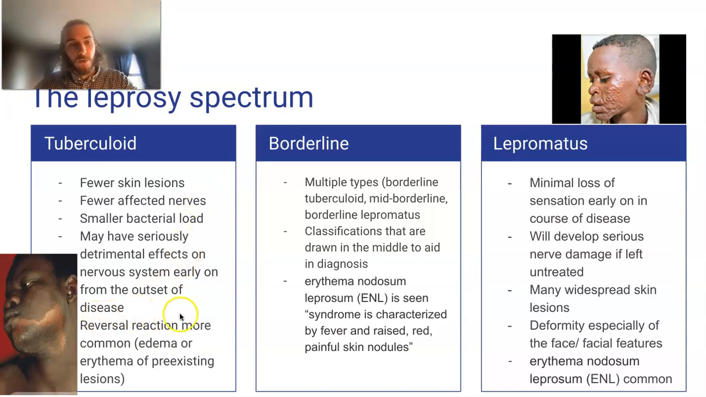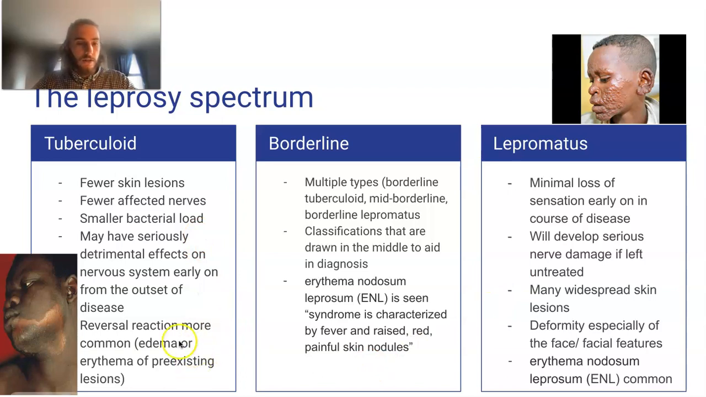The problem with tuberculoid is that you can get nerve damage quicker. Early on in the course of disease, you can get that nerve damage, as opposed to lepromatous. You can still get the nerve damage, but it takes a little bit longer for that to set in if you don't treat it.